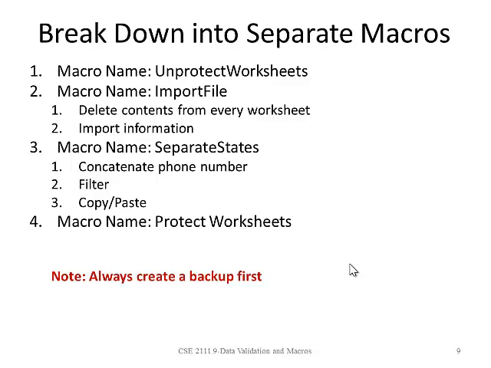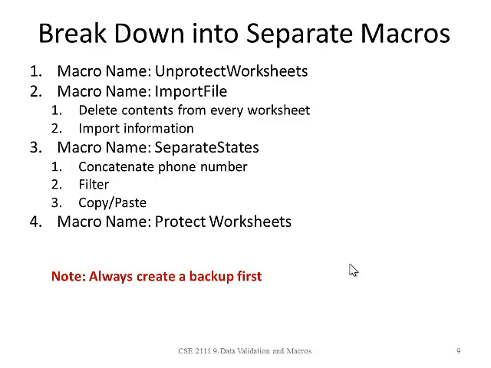Now, if we protect the worksheet, we have to unprotect the worksheet before we can actually run the macro to manipulate our data in the spreadsheet. So that's why I have step number 4 is to unprotect the worksheet. Step number 1 is to unprotect the worksheet. So we run a macro that unprotects the worksheet. Then we run another macro called ImportFile. It's going to delete the contents from all of the worksheets, and then import new information that we receive from the vendors.